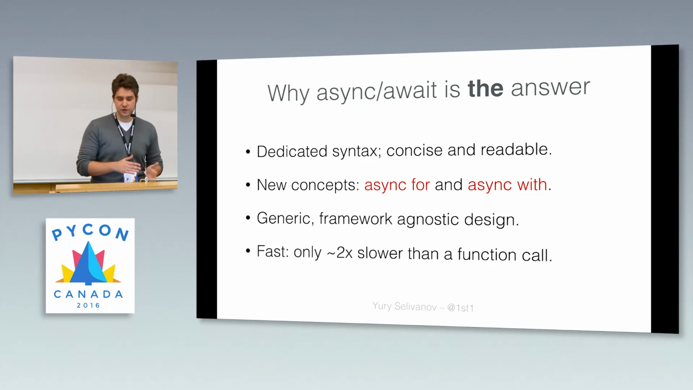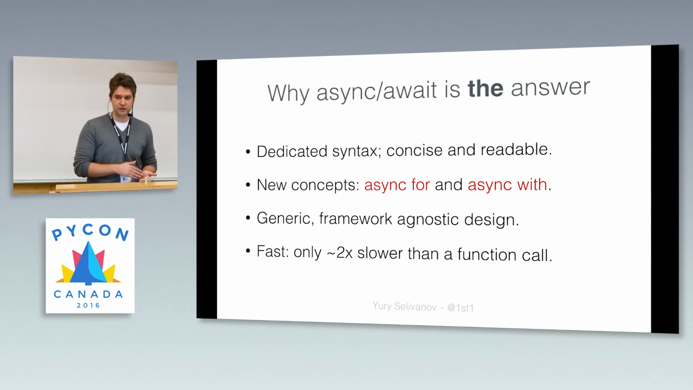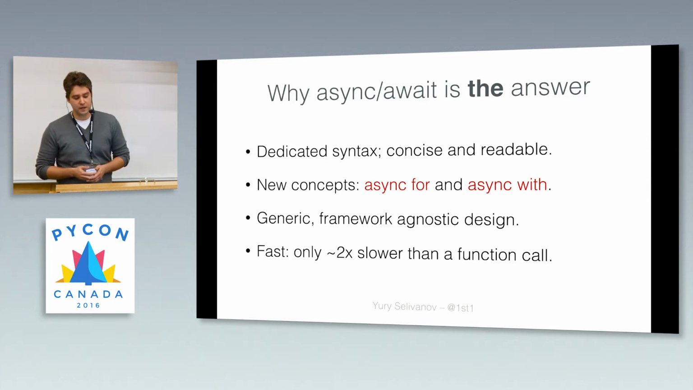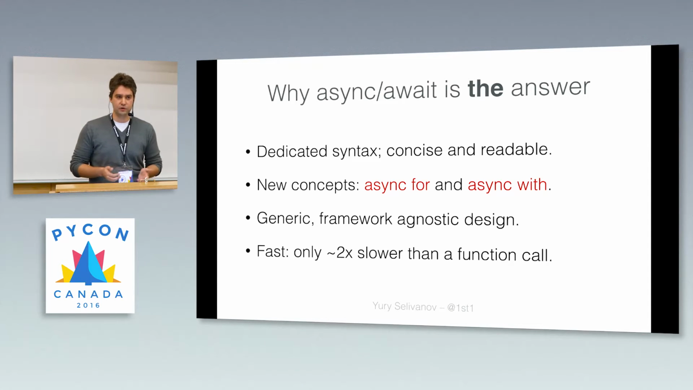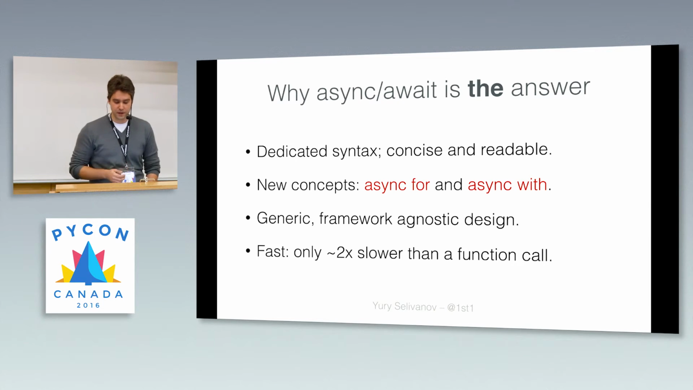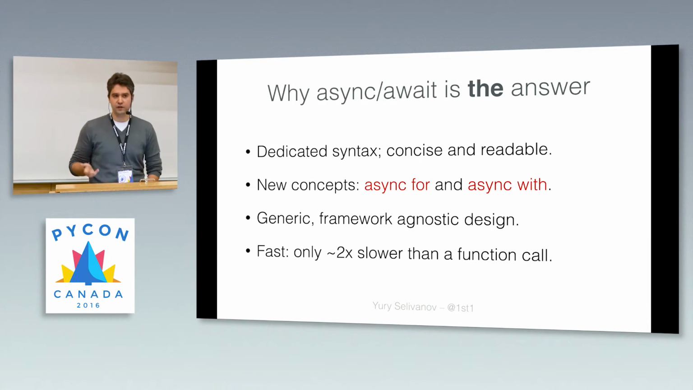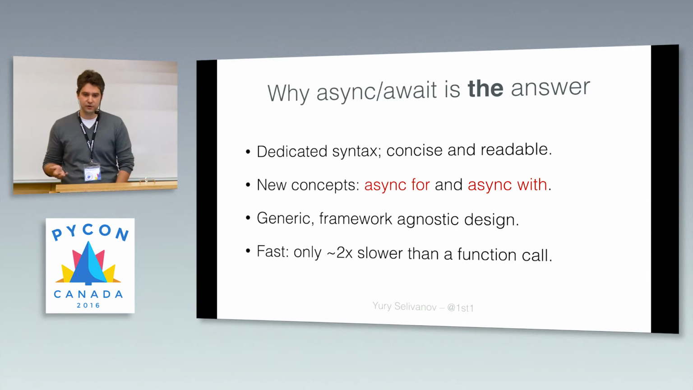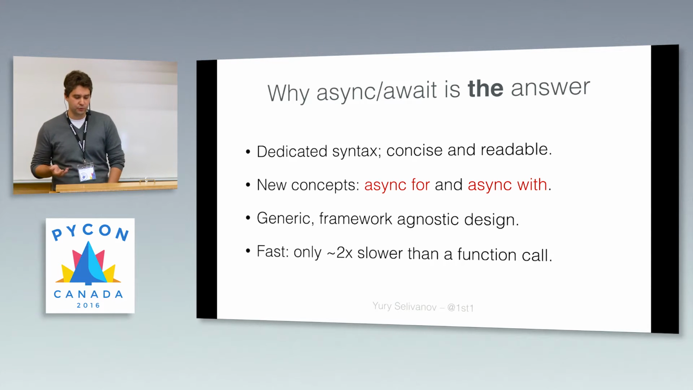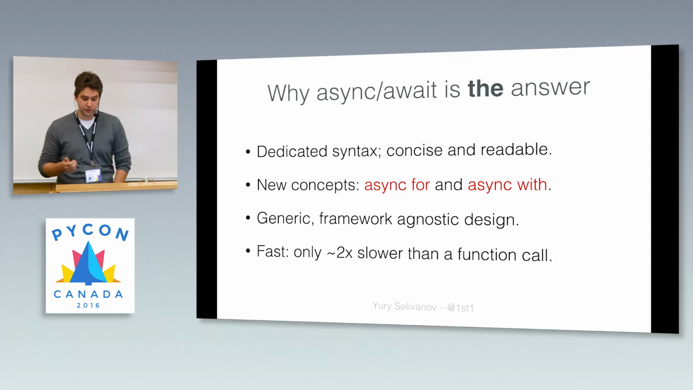We also have pretty unique new concepts such as async for and async with. I don't know any language out there right now that supports this kind of stuff, and I don't even know how to code now without async with and asynchronous context managers. They are super useful. Another point about async await: it's generic, it's framework agnostic. If you don't like Async IO, you can build your own framework. That's what David Beazley did. He created Curio, which works quite differently from Async IO internally.